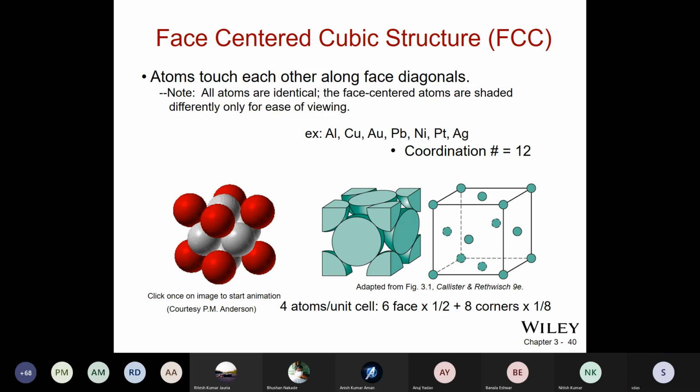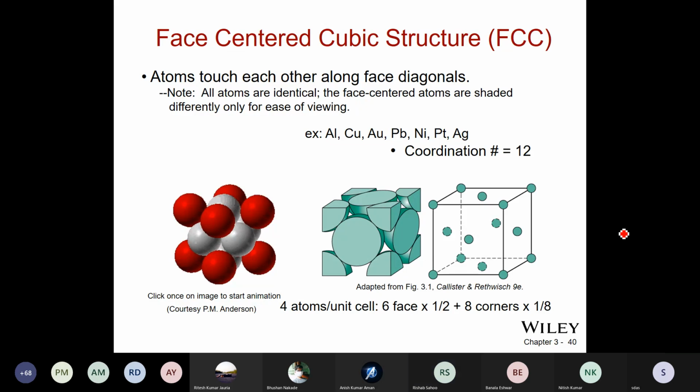Now tell me, how many atoms are there per unit cell without looking at these writings? 4. It is written 4 atoms per unit cell. It was 6 faces into half. Why half? Because they're shared by 2 unit cells. Why not 4? It lies on the face center, so the face would be common to 2 unit cells.